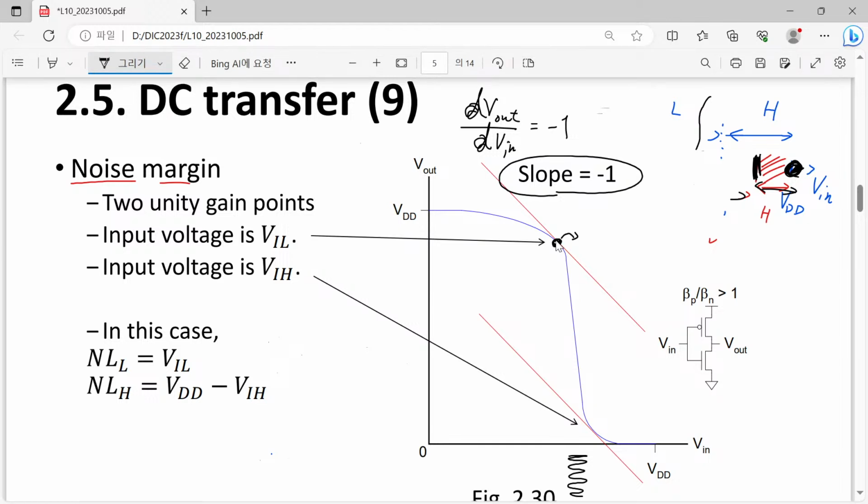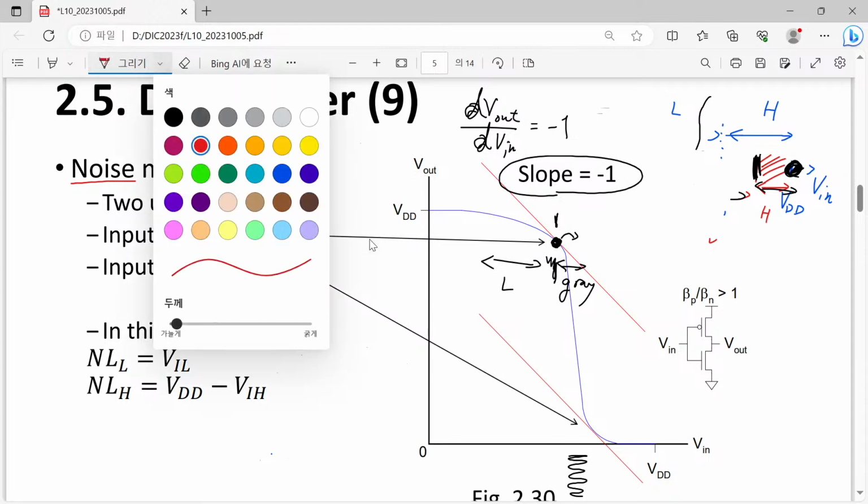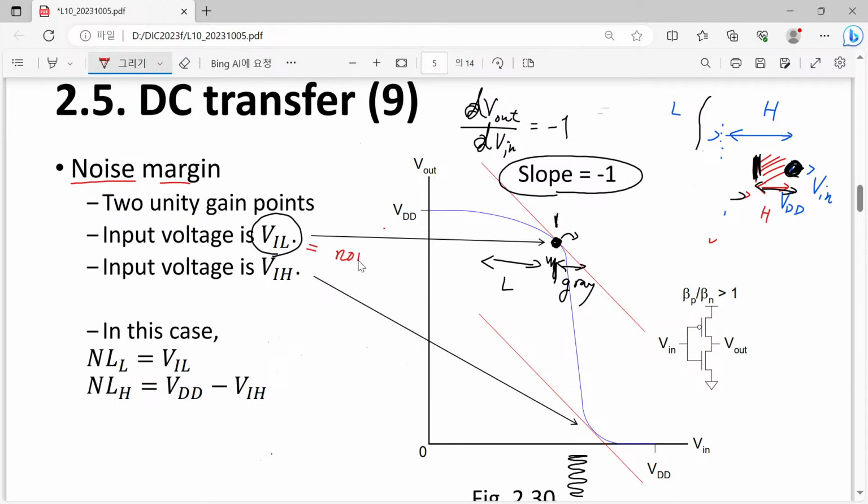So this point is regarded as the borderline between the safe logical low region and a certain gray region. This voltage is defined as VIL, and this corresponds to the noise margin for logical low input. Because we have to find the distance between this point and that point. However, this value is always 0 for this technology. Only the point over here is important.